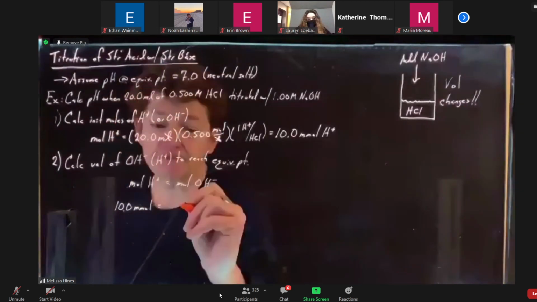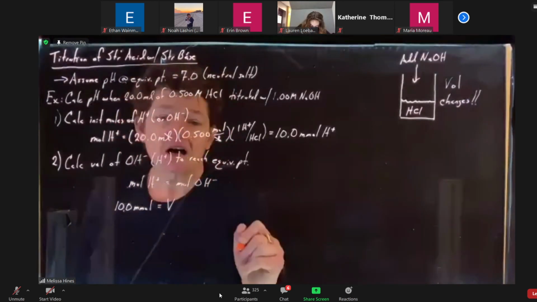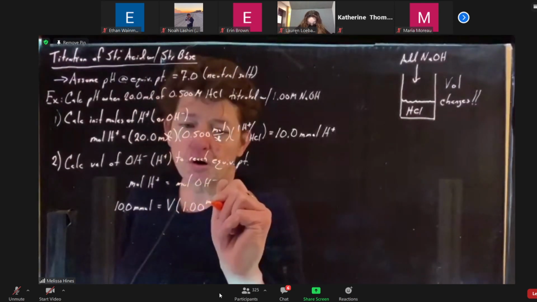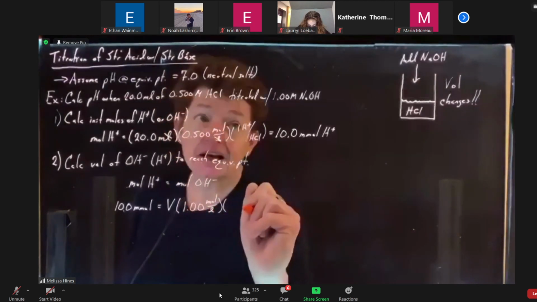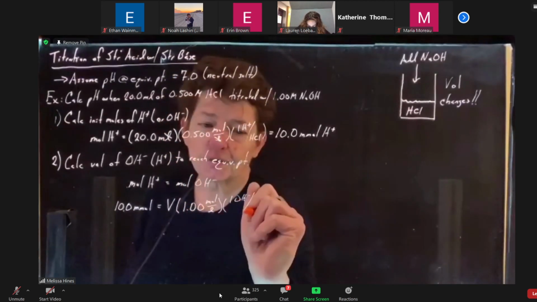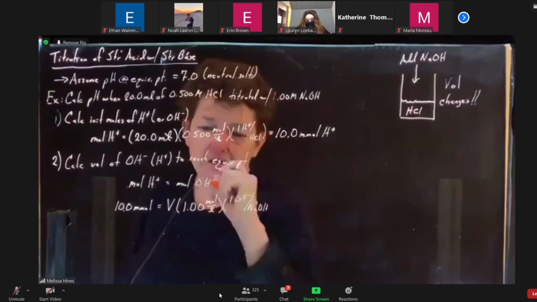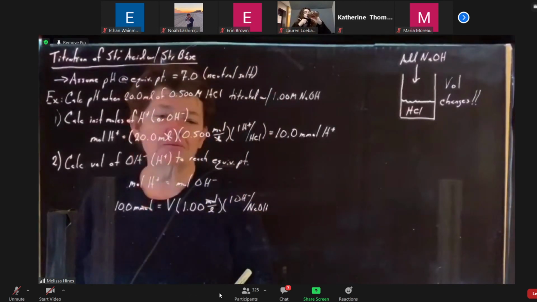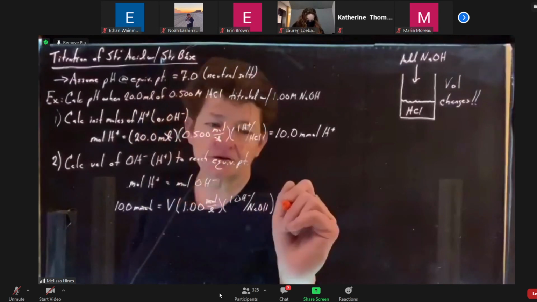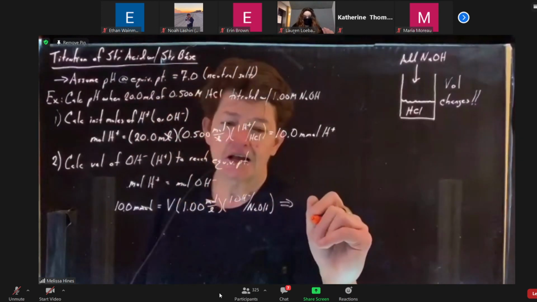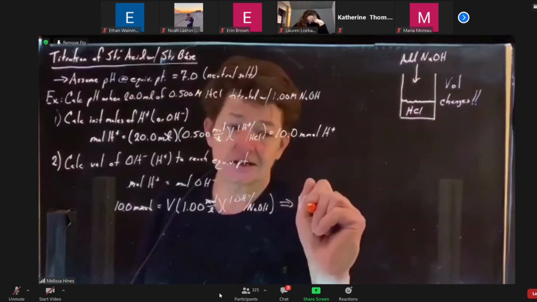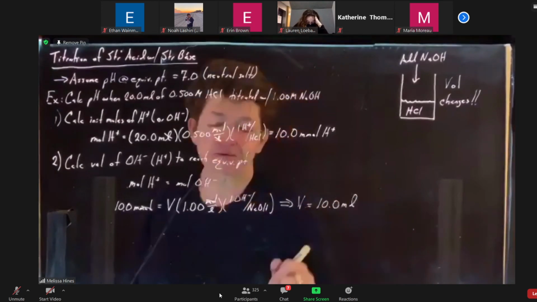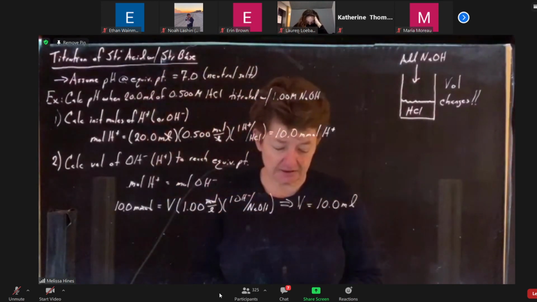And then I want to know how much volume, so volume is going to be V, and I'm going to multiply this by my concentration, which is 1.00 moles per liter, and I get 1 OH minus for every sodium hydroxide. Okay, so now I can cancel out my moles on both sides, and I'm going to be able to solve for V. I'm going to find that V is simply going to be equal to 10.0 milliliters. Okay, so that gives me my volume at equivalence.